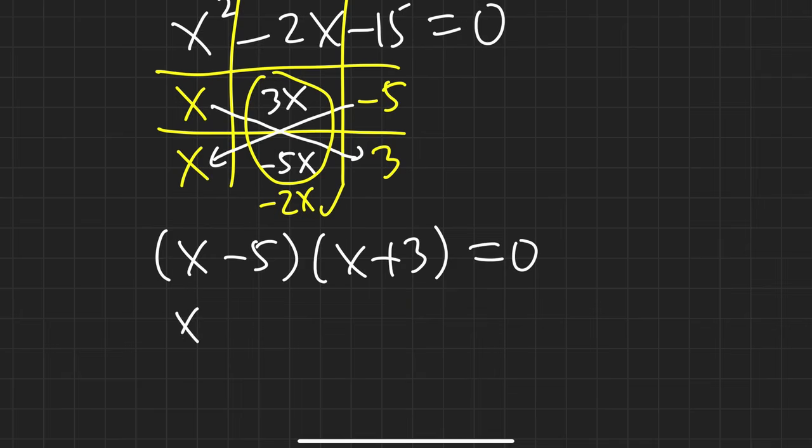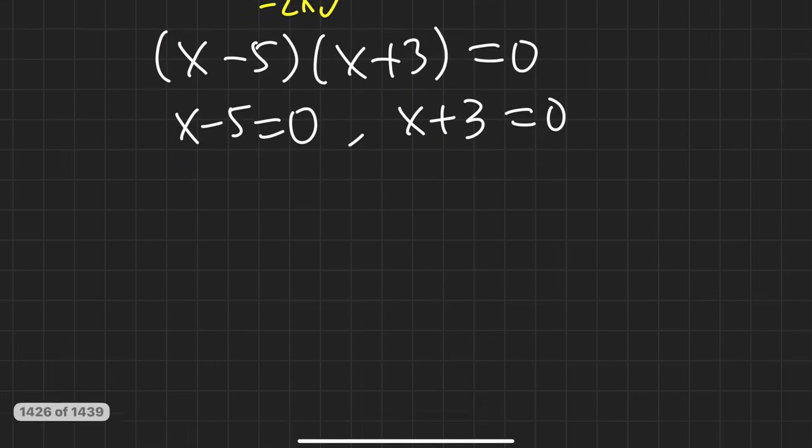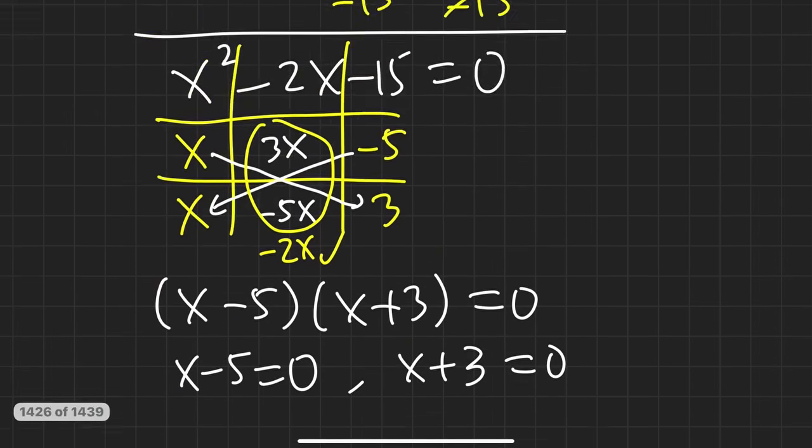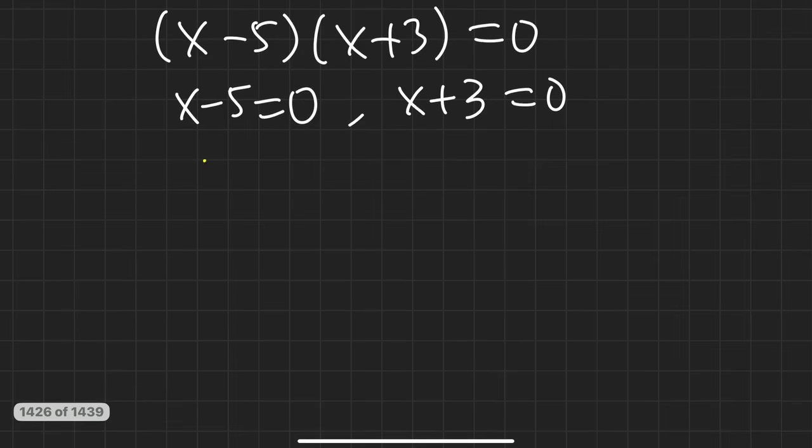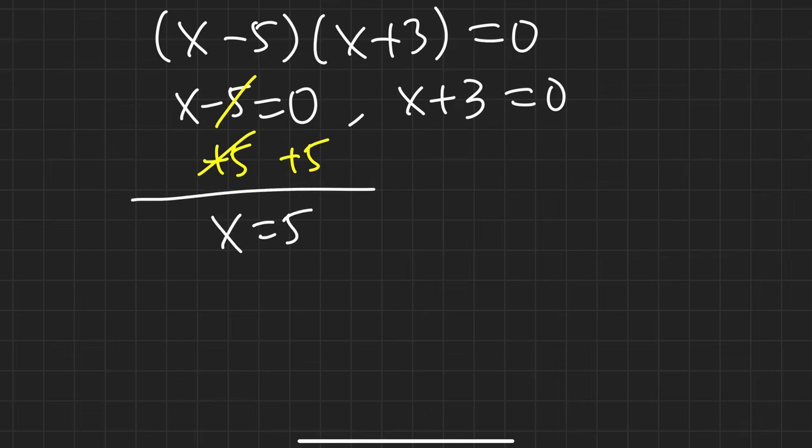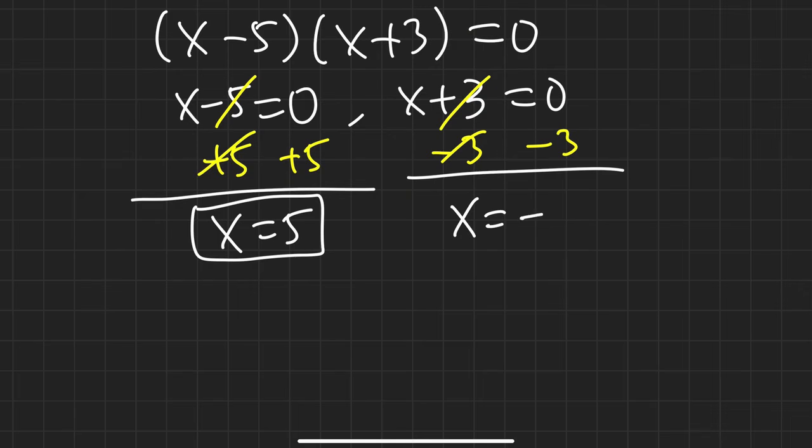And then let's put the first factor equal to 0. Do the same for the second. Right here, let's add 5 to both sides. So we get x is equal to 5. And then right here, let's subtract 3 from both sides. So x is equal to negative 3. And then we are done.